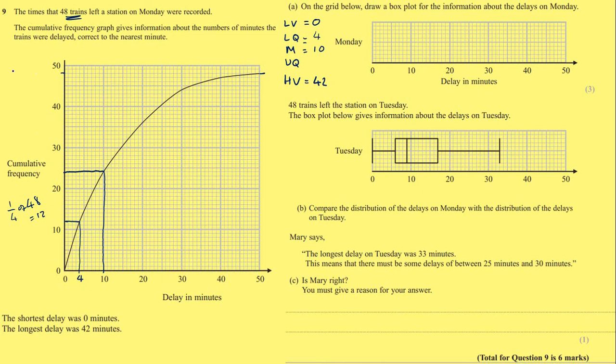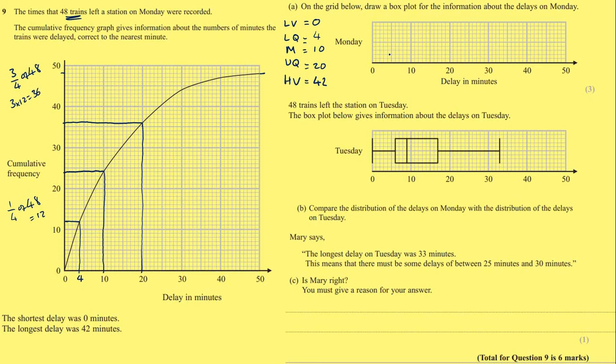Next, we've got the upper quartile. Now, that is found at 3/4 of 48. Well, if 1/4 of 48 is 12, then that's 3 times 12, which is 36. It's the 36th piece of information. So there's 36. We'll go across. I should be using a ruler. And then down. And we've got 20.